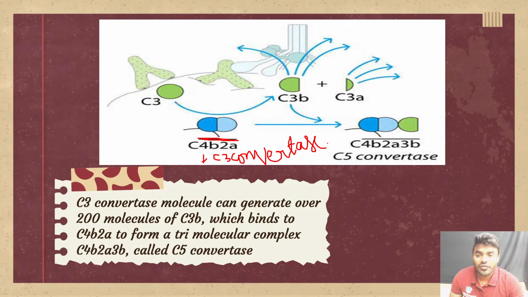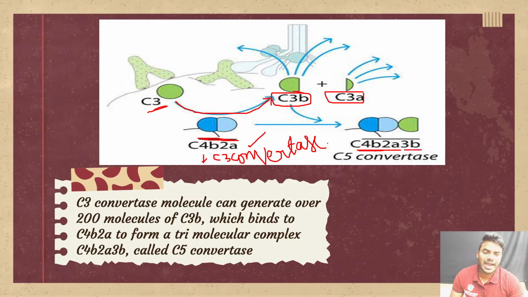It is breaking down what? It is breaking down the C3 complement 3 molecule into complement 3A molecule and complement 3B molecule. Kindly do not get confused with this particular point. Listen to my statements. C3 convertase enzyme breaks down complement 3 into complement 3B and 3A. Here what are we having? Here we are having C4B2A. To this what are we adding? We are just adding the 3B.